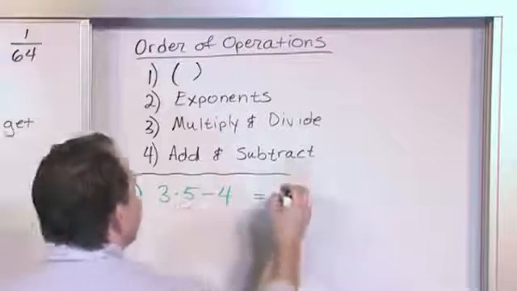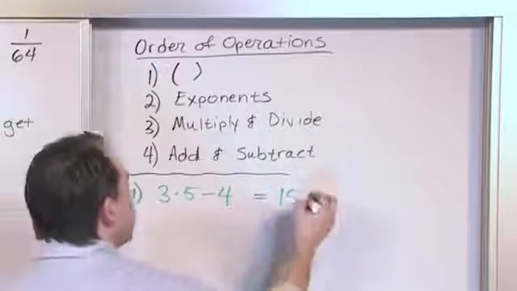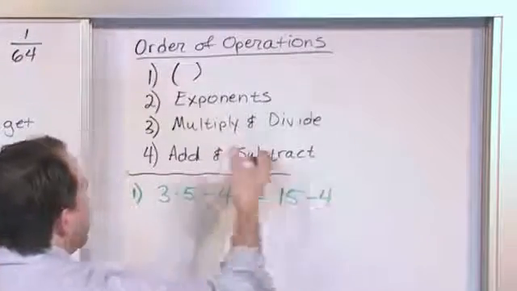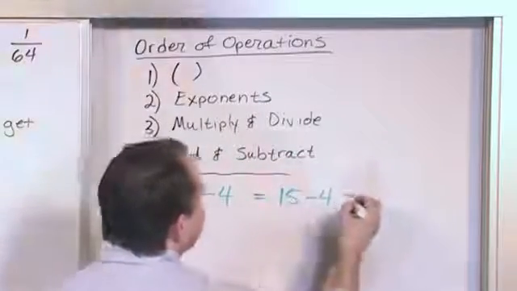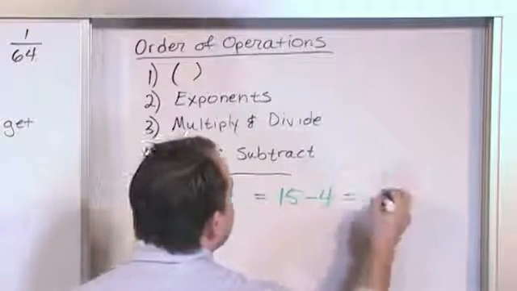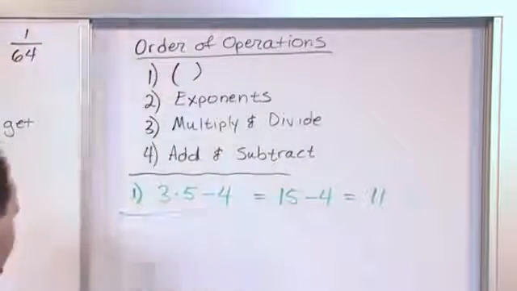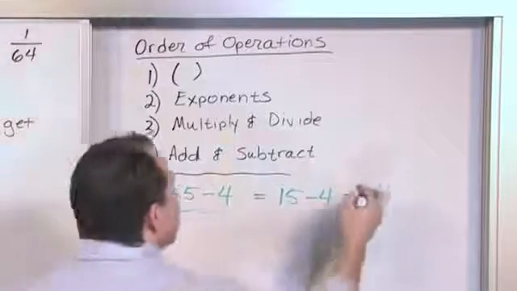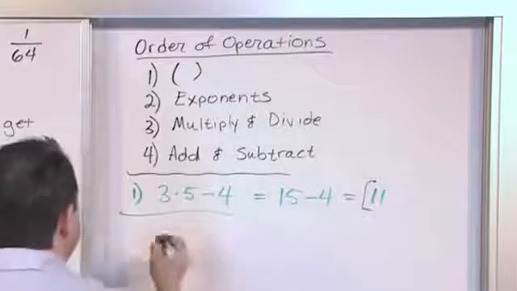3 times 5 is 15. You have to keep this along for the ride because you haven't done them yet. Now you look at this and you say, the only thing left is subtraction. I can do that because there's nothing else to do. 15 minus 4 is 11. Bingo, you've got your first answer. Very simple. All right. Now, let's take something a little bit different.